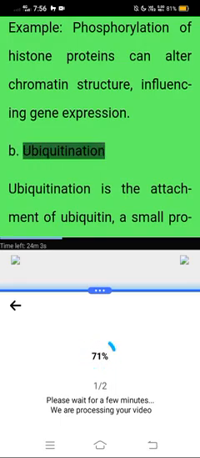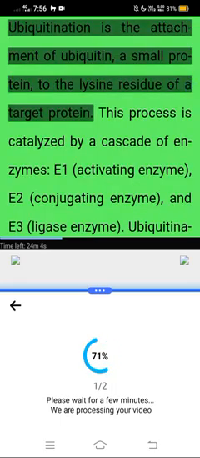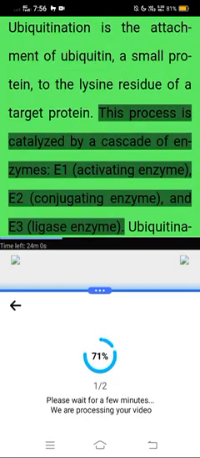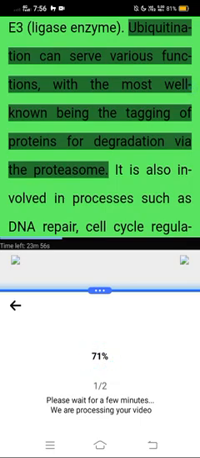B. Ubiquitination. Ubiquitination is the attachment of ubiquitin, a small protein, to the lysine residue of a target protein. This process is catalyzed by a cascade of enzymes: E1 activating enzyme, E2 conjugating enzyme, and E3 ligase enzyme. Ubiquitination can serve various functions, with the most well-known being the tagging of proteins for degradation via the proteasome.